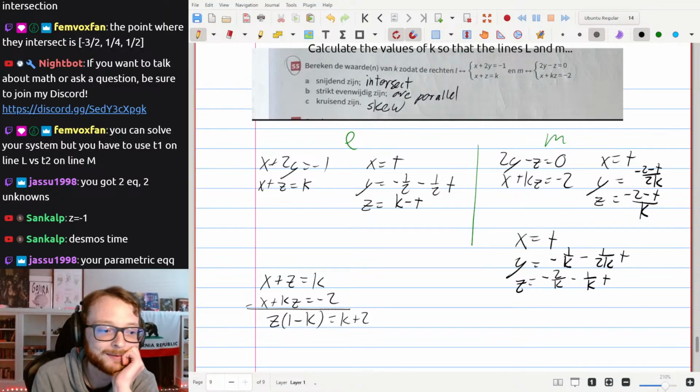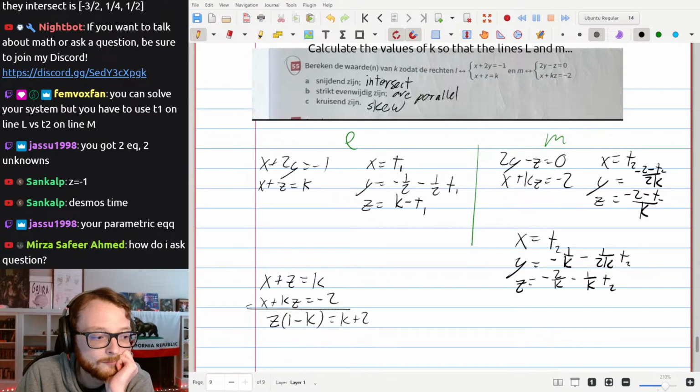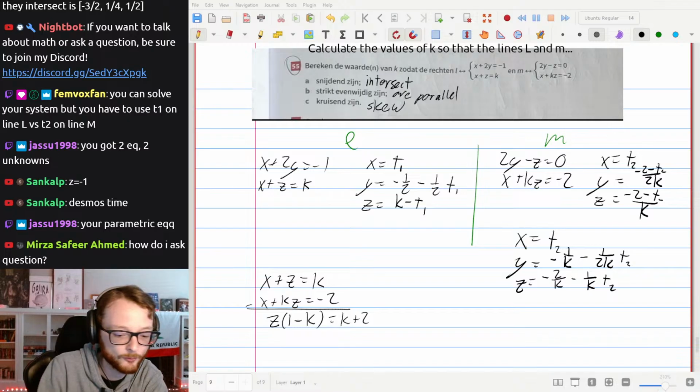Desmos time? It could be. Pemok's pointing out like these should be different T's. I think that's a good point. Mirza, you can type it out right there in chat, or if it's easier, you can put it in my Discord.